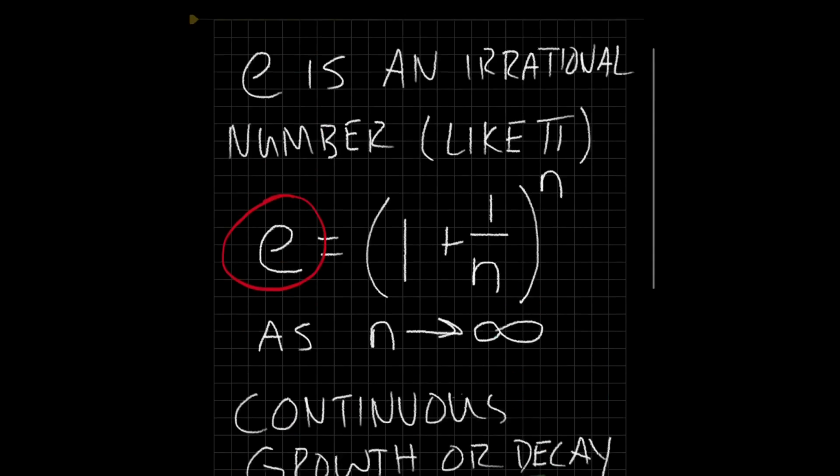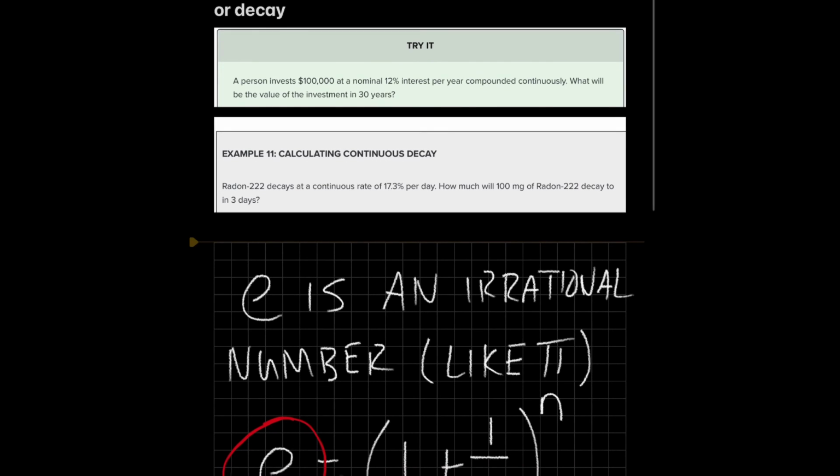Okay, so let's do our first example. This example here has a person investing $100,000, must be nice, right? At a nominal 12% interest per year, compounded continuously. So let me show you guys something. This phrase here, compounded continuously, that's how you know that you need this formula. When you see that phrase, you know automatically that you need that E.